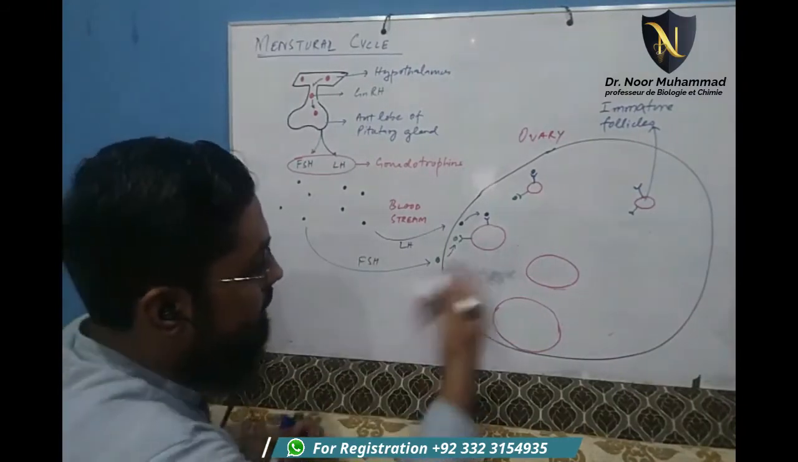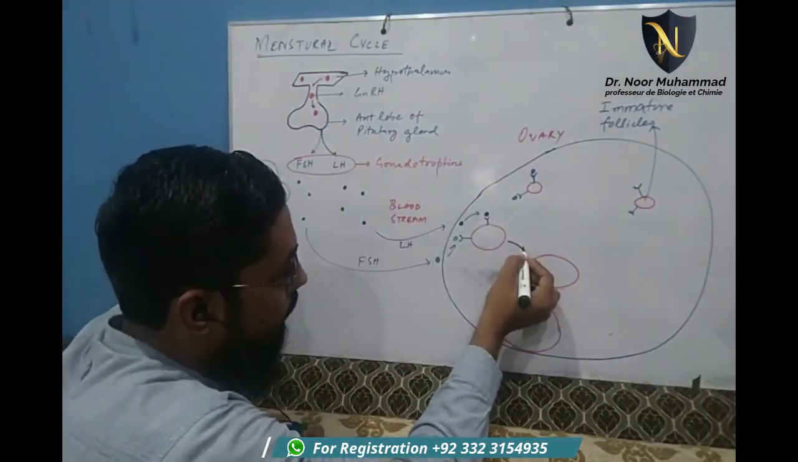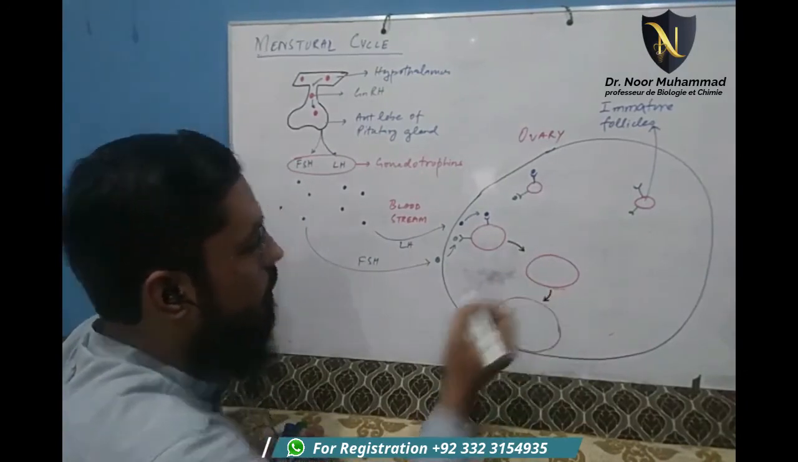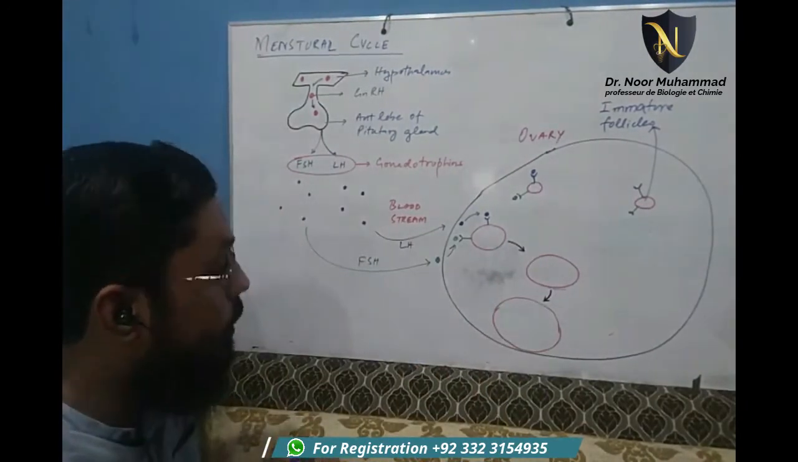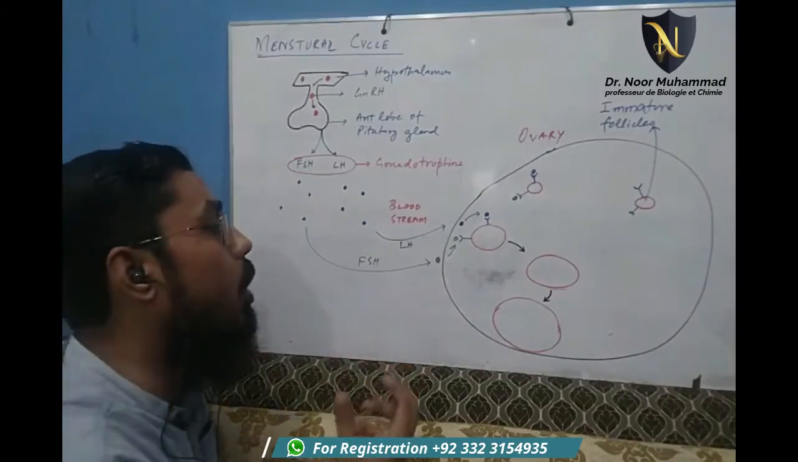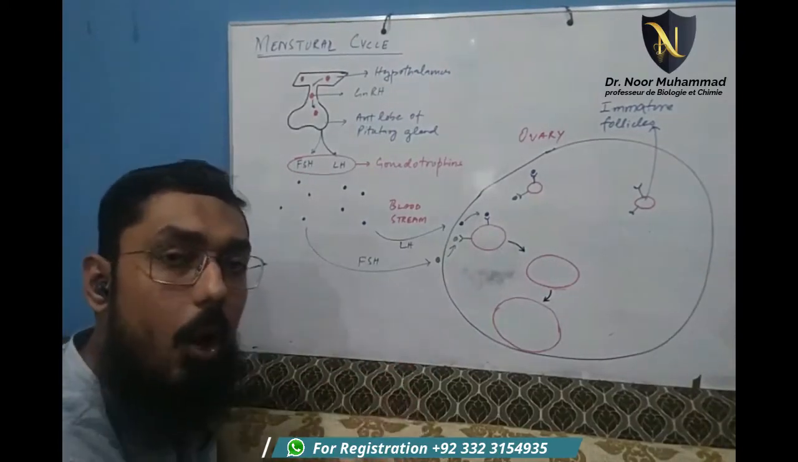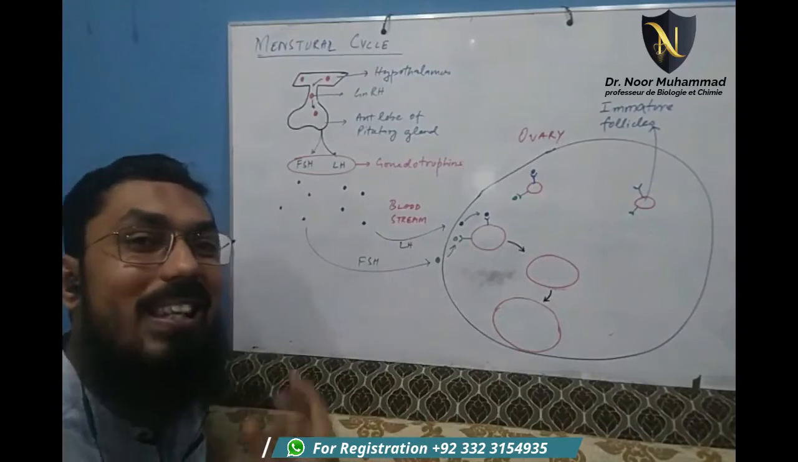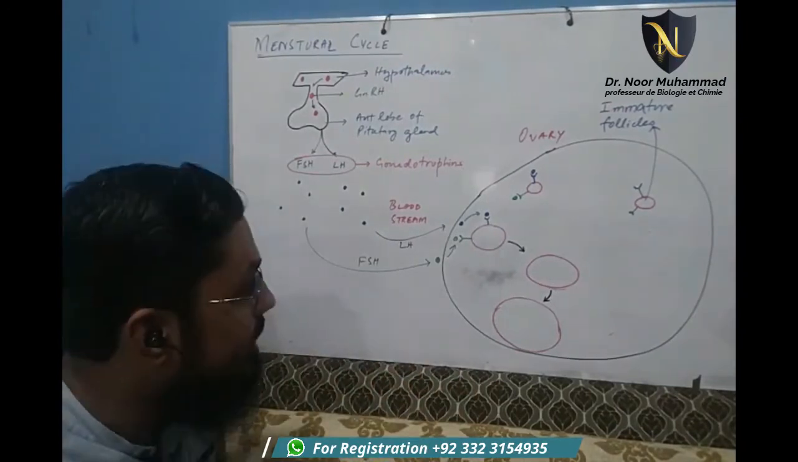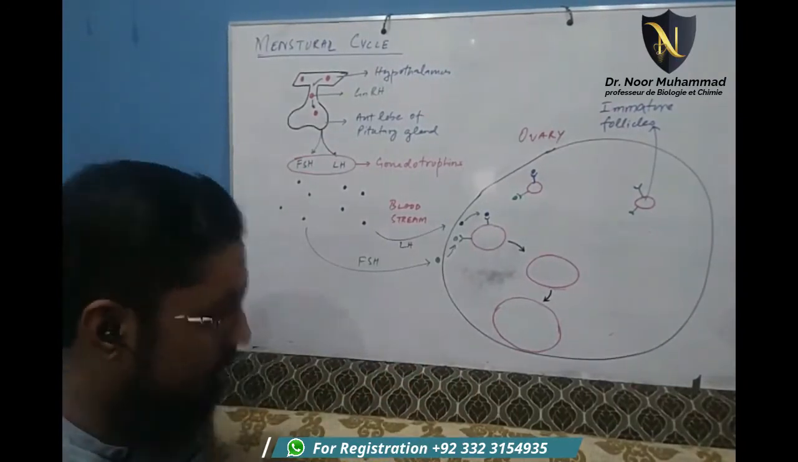How does it start growing? In this manner. ठीक है ना? This follicle starts growing, and now this is called a growing follicle or graafian follicle or selected follicle. ठीक है? It's now a growing follicle or selected follicle.